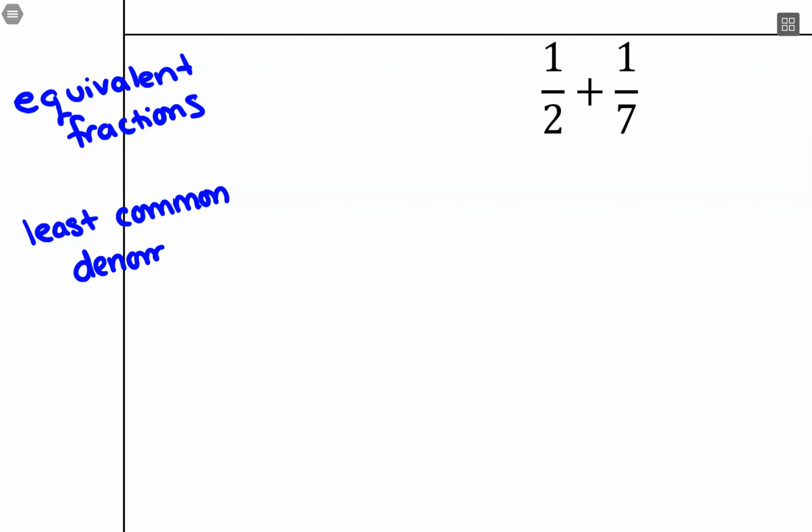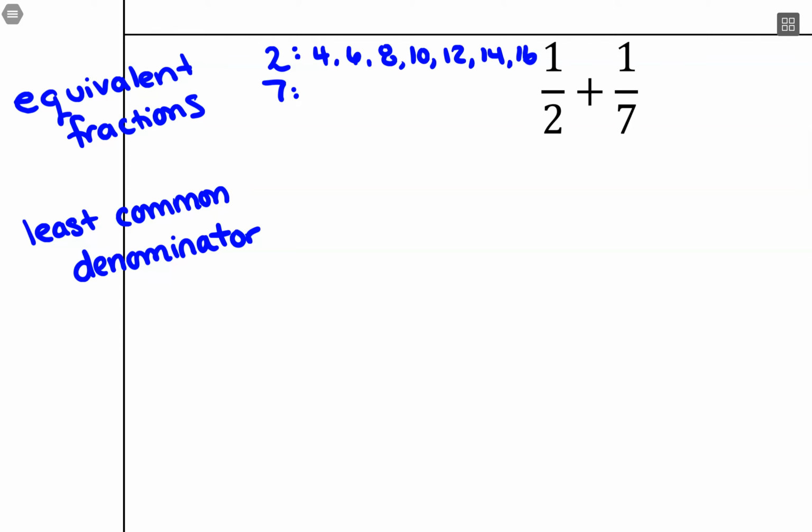Now the least common denominator is basically the smallest value that both of these numbers can multiply up to. There are a few different explanations of it, but that's how I think of it: if we took 2 and 7 and started listing out multiples, so like 2, 4, 6, 8, 10, 12, 14, 16, and so on and so forth.